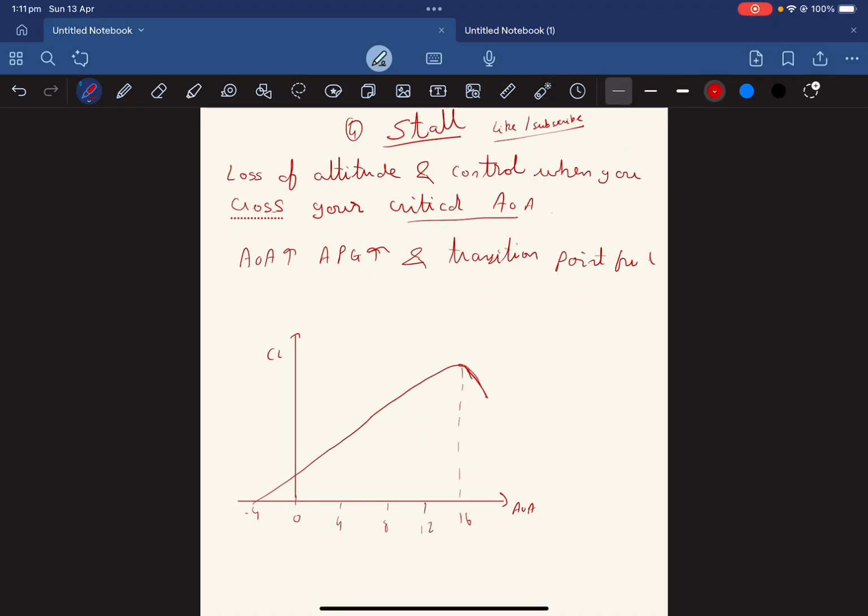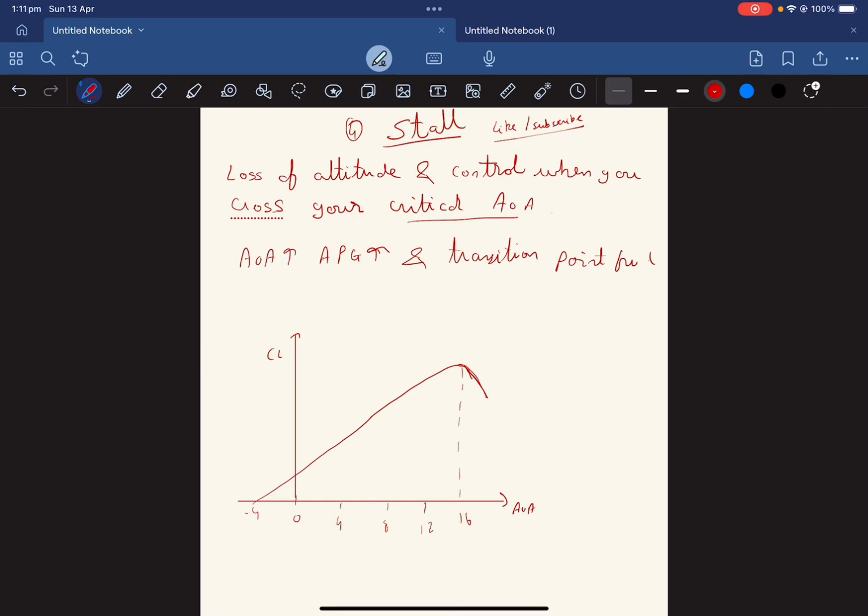So what is stall exactly? It's the loss of altitude and control when you cross the critical angle of attack. As you saw, that aircraft was pitching down, right? So it was going to lose altitude. So what is your critical angle of attack? I hope you remember from the previous videos. Critical angle of attack is when your aircraft can't produce enough lift for you to maintain level flight.